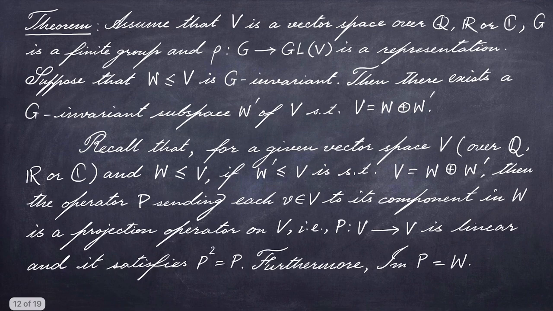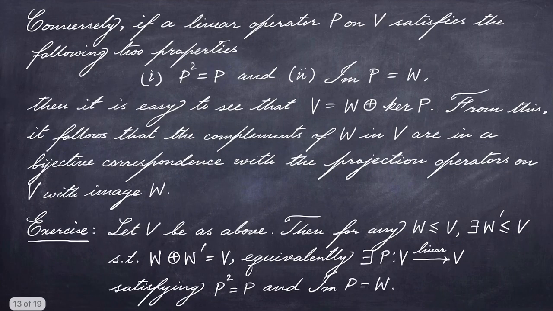That's what we have seen: from a W prime I can construct a projection operator, and from any projection operator I can construct a complementary subspace. You just have to make sure that these two processes are inverse to each other, which I am leaving to you. So the upshot is that the complementary subspaces of W and the projection operators having the same image W are in a bijective correspondence.